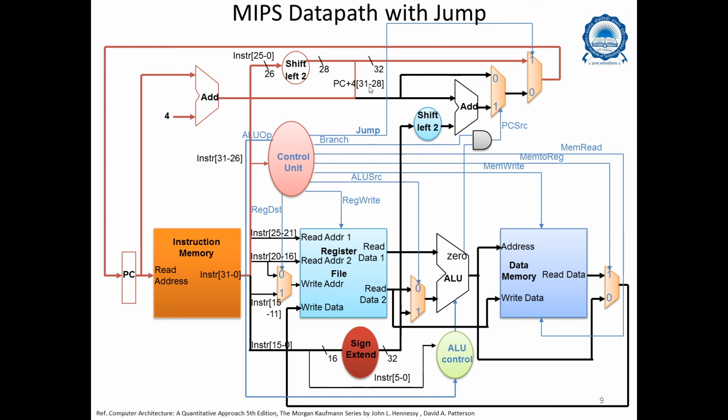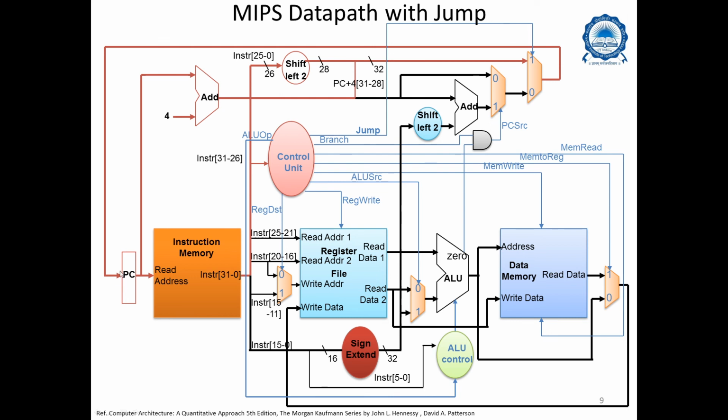So this is the PC plus 4 that gets concatenated at the place which is 31 down to 28, and this, after left shifting this 26-bit instruction address field, becomes 27 down to 0. So 27 down to 0 and this upper order 4 bits, 31 down to 28, gives it 32 bits. That is another input of this multiplexer, and this output then again connects back into the program counter.